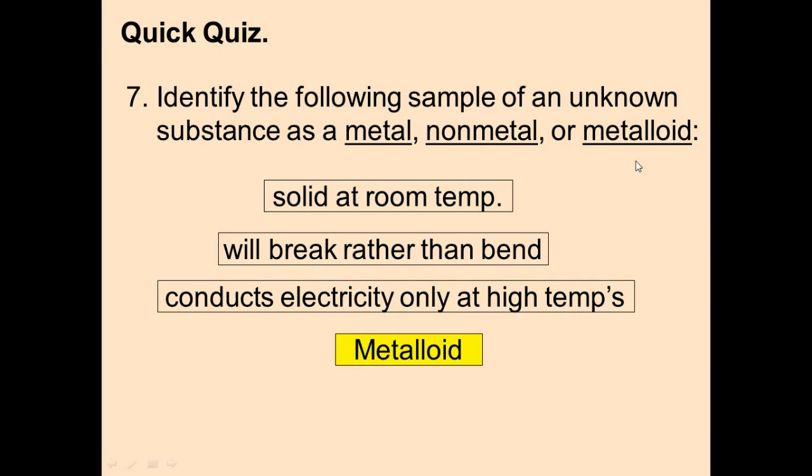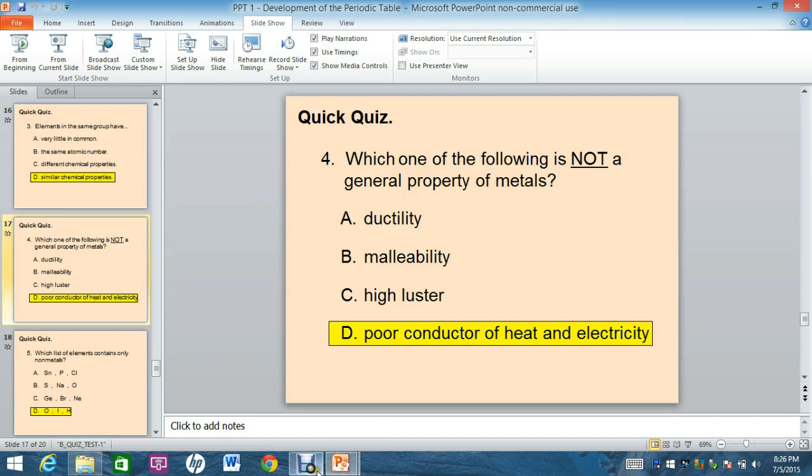And honestly, if I had to do this question quickly, I would just look at the last clue. Because it conducts electricity only at high temperatures, I would know that it's not a metal, because metals conduct it all the time. It's not a nonmetal because nonmetals hardly conduct electricity or heat. So it has to be a metalloid. Just from looking at this last clue, you can narrow it down to metalloid. And here's the next PowerPoint, which is about periodic groups.